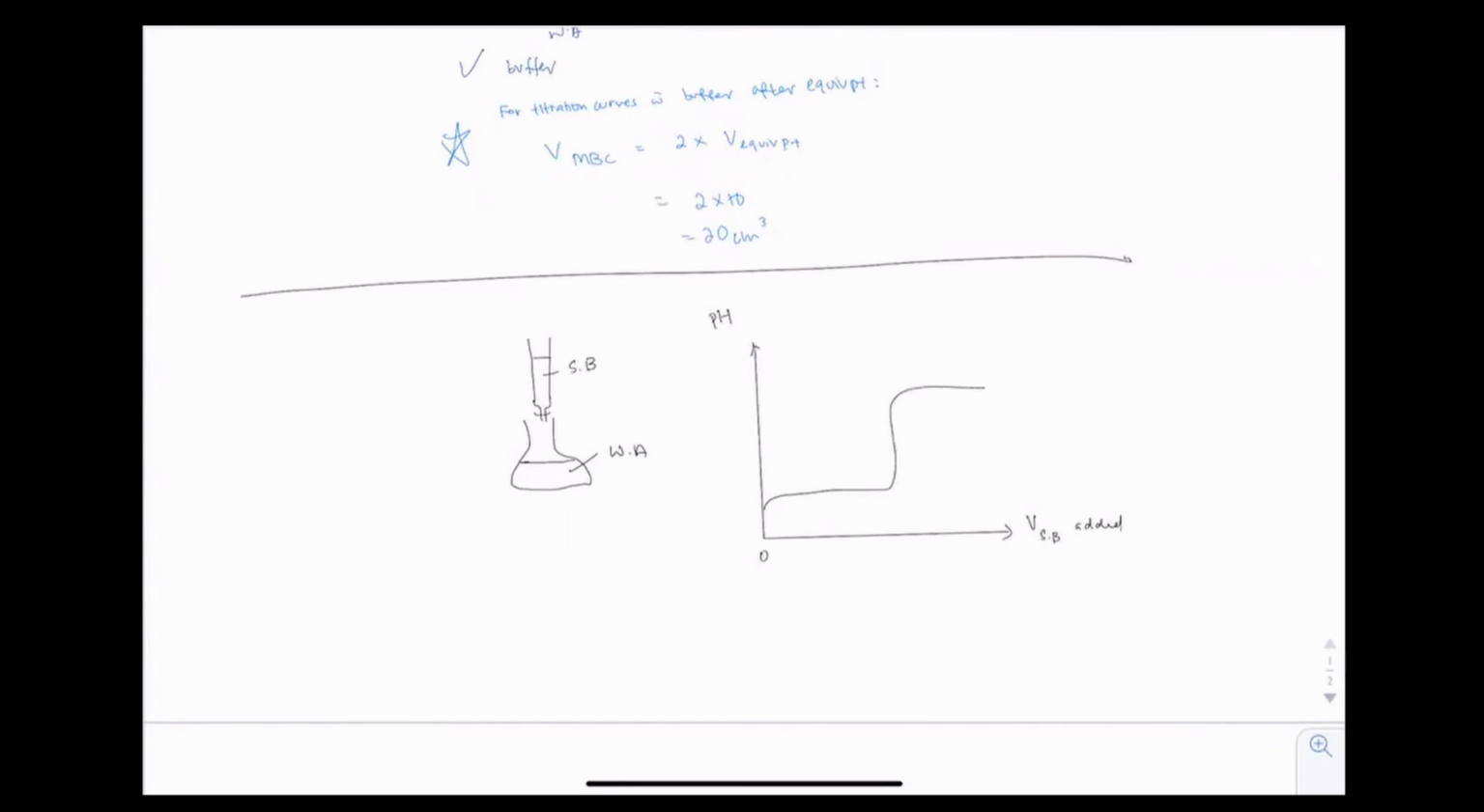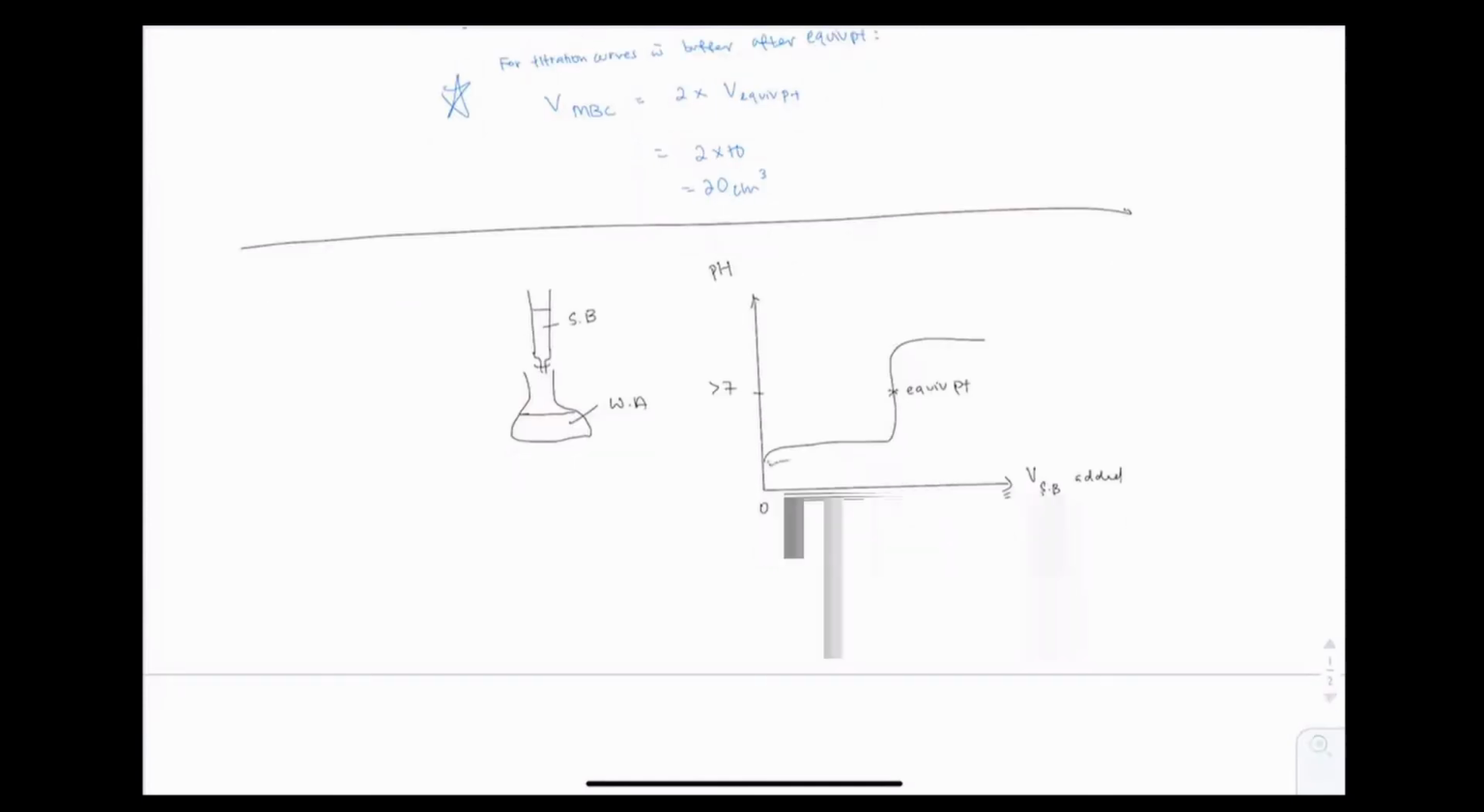Okay. So over here, the equivalence point is here. Okay, so take note that the equivalence point of a strong base weak acid reaction will be more than 7. When you add in just 1 drop of strong base until just before the equivalence point, what do I have?